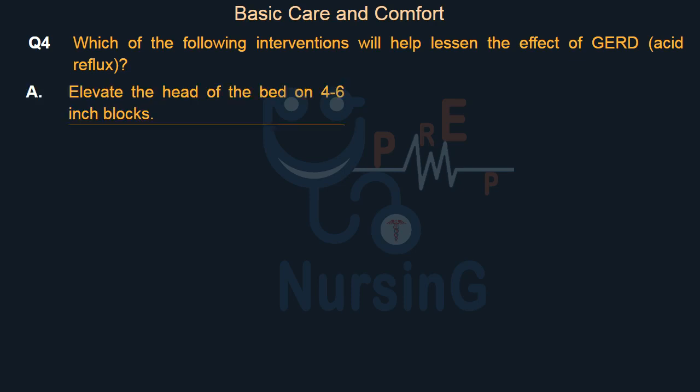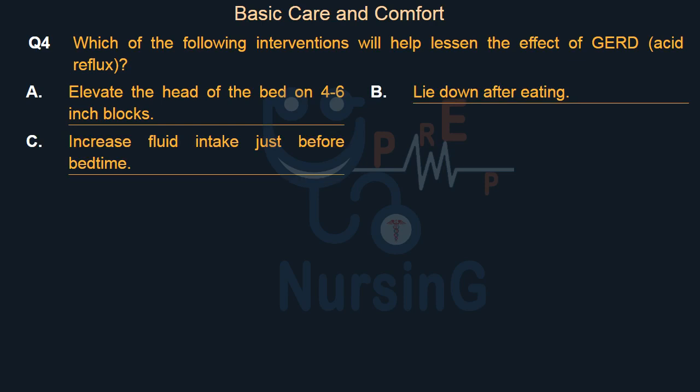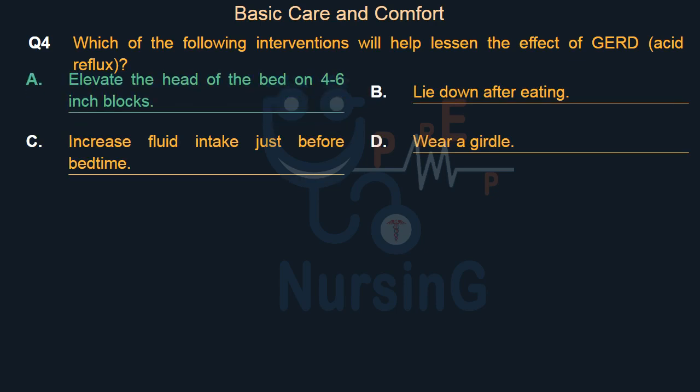Which of the following interventions will help lessen the effect of GERD, acid reflux? Option A. Elevate the head of the bed on 4 to 6 inch blocks. Option B. Lie down after eating. Option C. Increase fluid intake just before bedtime. Option D. Wear a girdle. Right answer is Option A.